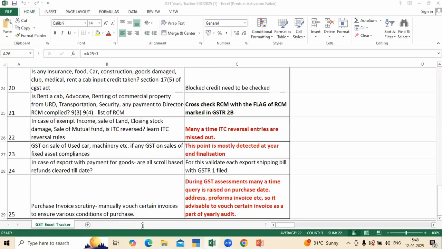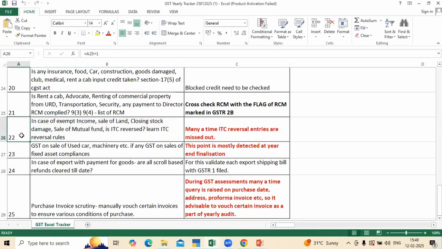As an auditor, we need to be very careful whether it is a capital expense or revenue expense. Because say, today you take the credit considering it as a revenue expense, but later on the department denies that it is a revenue expense, and they will disallow the input credit. So ensure the condition of capitalization.